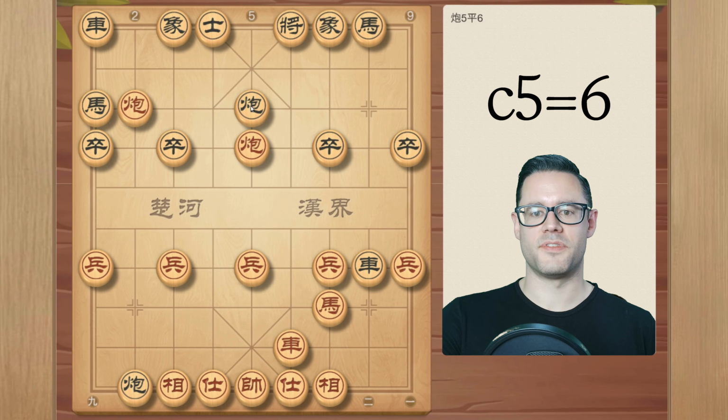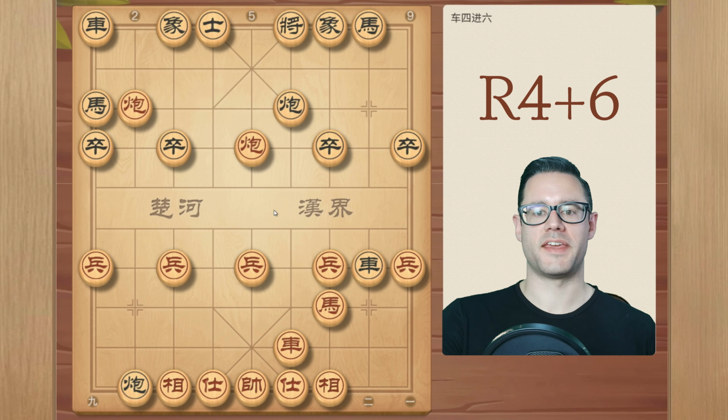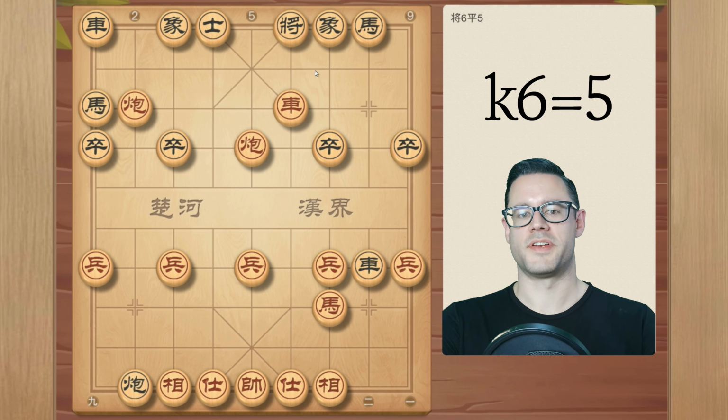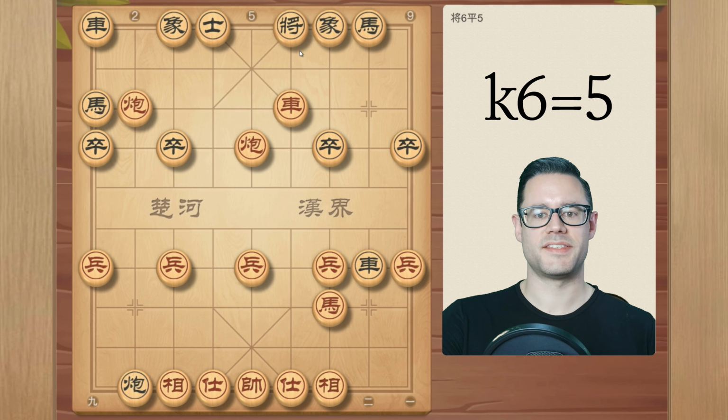So they try to block with their cannon. C5 equals 6. Cannon on file 5 moves sideways to file 6. Of course, we take it out with R4 plus 6, and that's our chariot on file 4, 1, 2, 3, 4, moves forward 6 spaces, 1, 2, 3, 4, 5, 6. R4 plus 6. Their general tries to sidestep the attack. K6 equals 5. Their general on file 6 moves sideways to file 5.